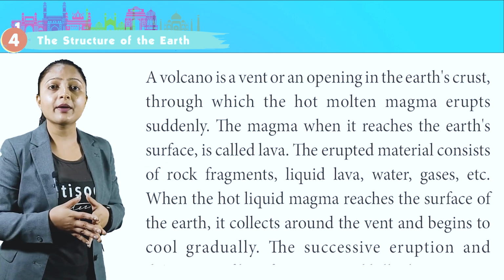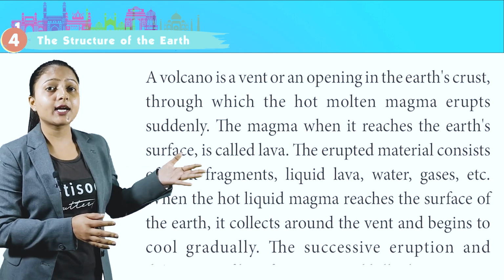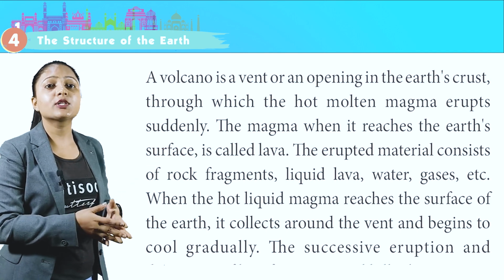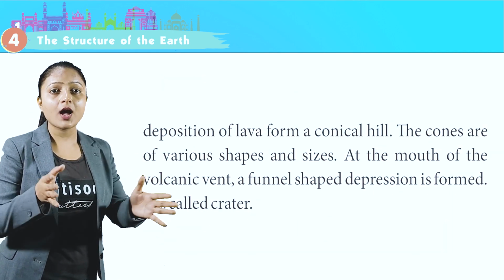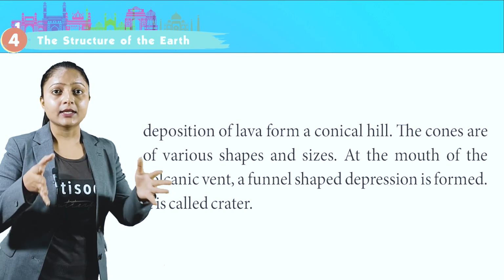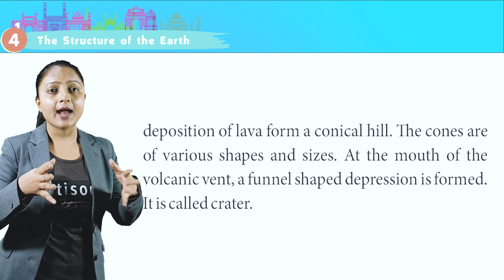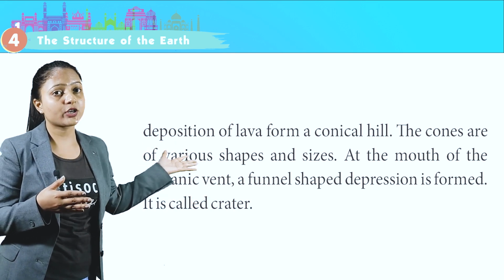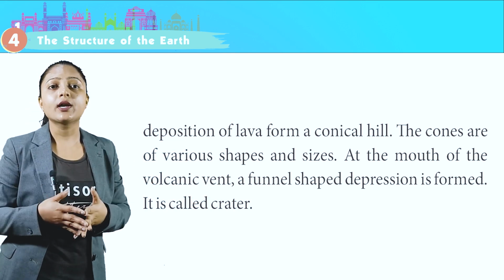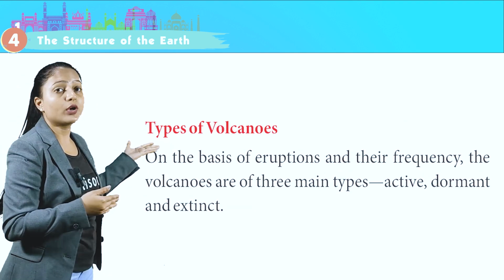When the hot liquid magma reaches the surface of the earth, it collects around the vent and begins to cool gradually. The successive eruption and deposition of lava form a conical hill. The cones are of various shapes and sizes. At the mouth of the volcanic vent, a funnel-shaped depression is formed. It is called a crater.